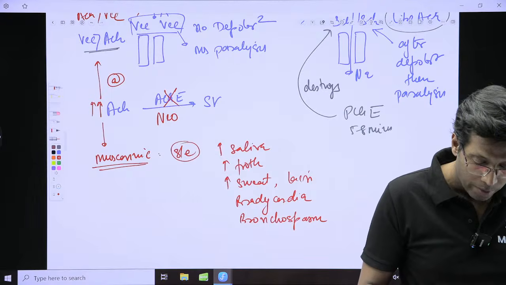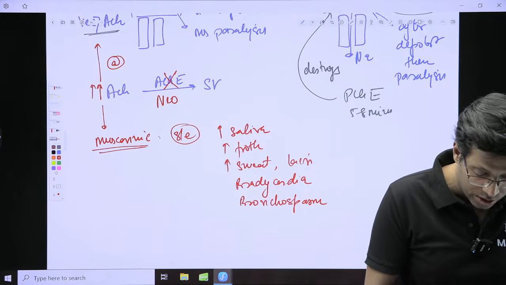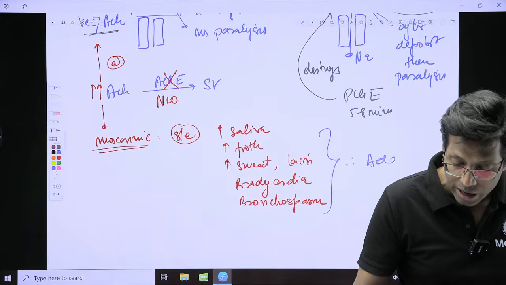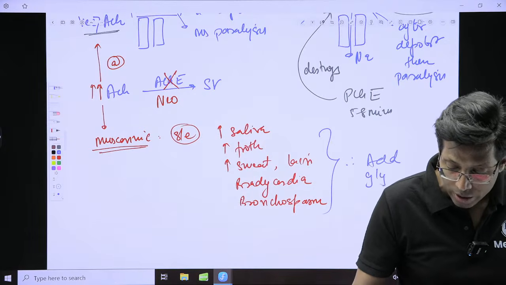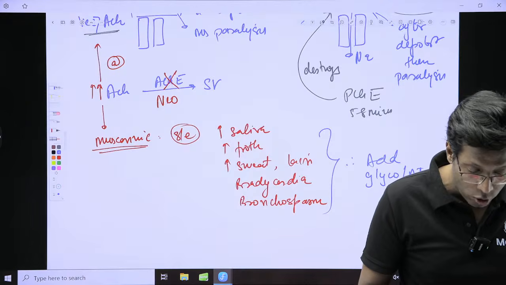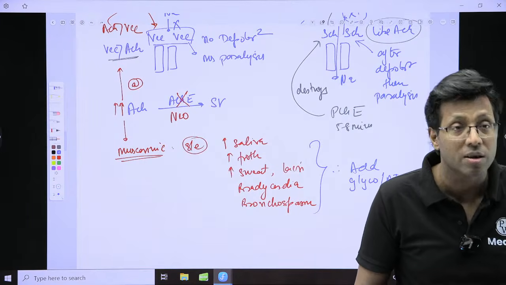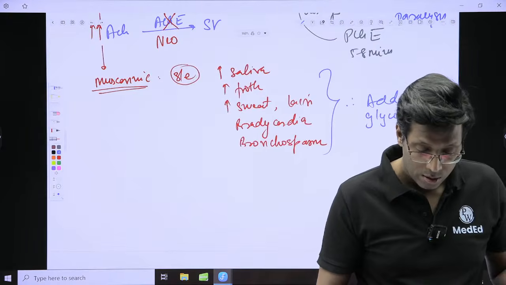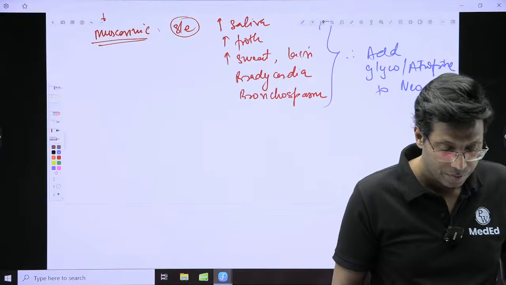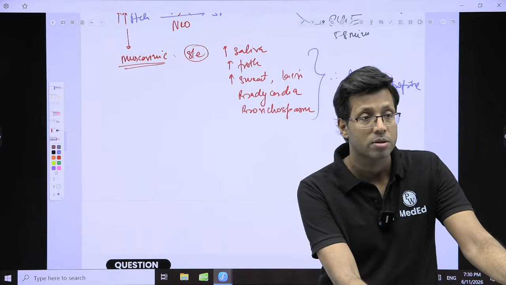Because there is going to be bradycardia, secretions and sweating, to counteract it we add atropine or glycopyrrolate. That's why we add glycopyrrolate or atropine to neostigmine to take care of these side effects. Is it clear, everyone? Add glycopyrrolate or atropine to neostigmine for this. Thumbs up. Is everyone okay? Next.